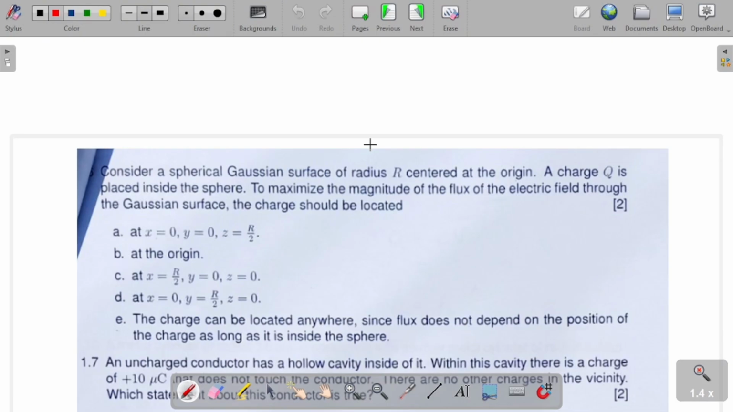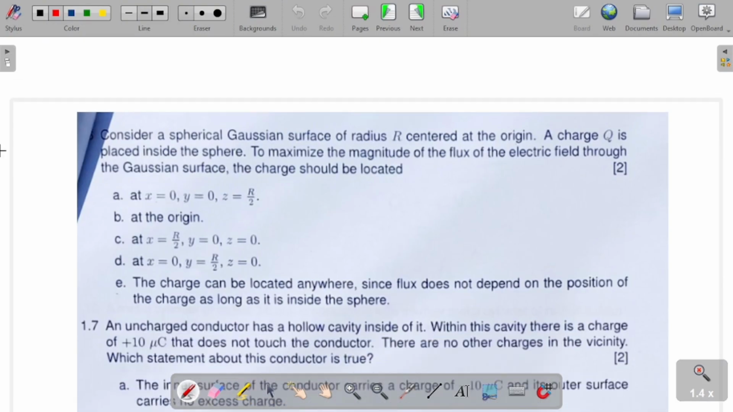More interactive. So question 1.6 reads as follows. Consider a spherical Gaussian surface of radius r centered at the origin. Okay. This is our origin. And we are considering a spherical Gaussian surface of radius r. A charge Q is placed inside the sphere. We place Q inside the sphere. To maximize the magnitude of the flux of the electric field through the Gaussian surface, the charge should be located where?